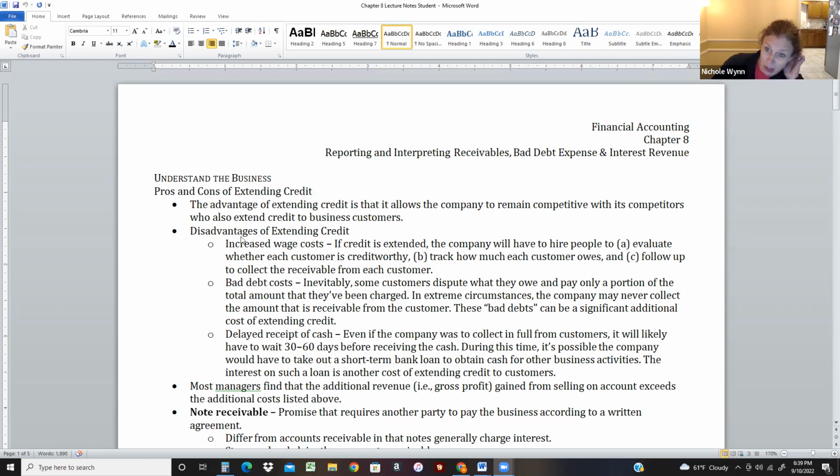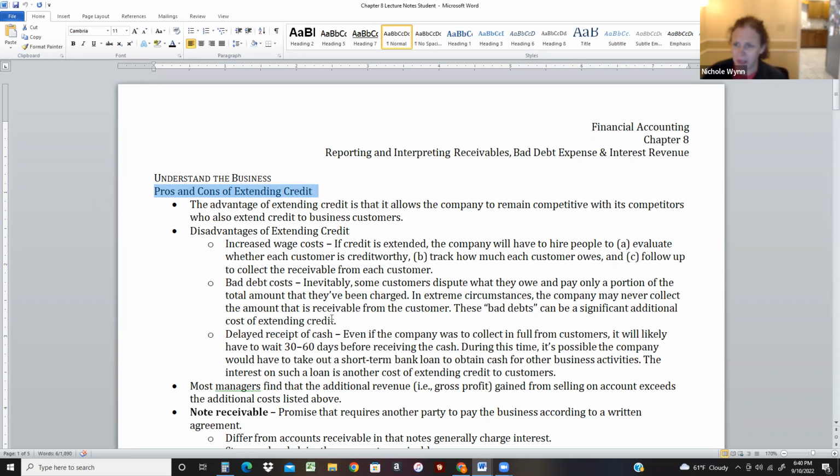So this whole chapter is basically about receivables and what happens when your customers do not pay. Also, there's some interest calculations in this chapter. So we're going to go ahead and get started with the pros and cons of giving your customers time to pay. So when you make sales to your customers, the optimal situation would be to get your money immediately. Like as soon as you finish the job, you walk out with cash in your hand and you're done.